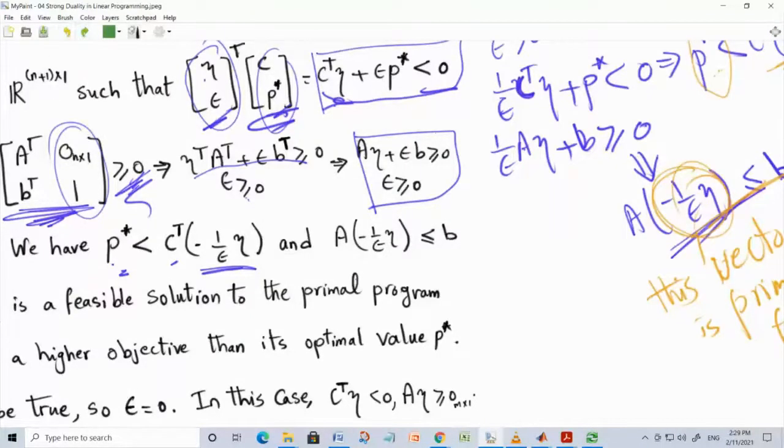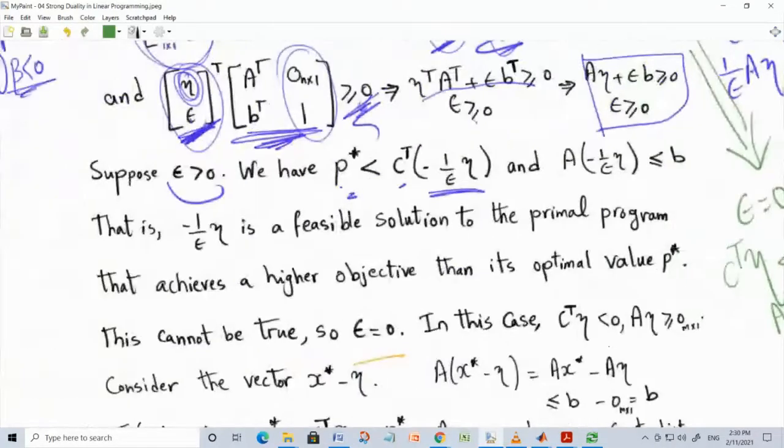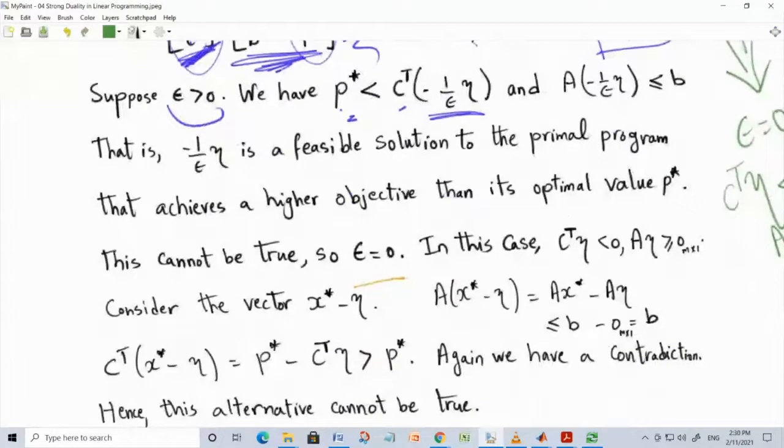Epsilon equals 0 means that C transpose eta is strictly negative, and that A eta is greater than or equal to 0. Okay, so let's investigate this. We have these two conditions. Now consider the vector x star minus eta. What is x star? It's the solution to the primal program. Again, we are assuming that somehow we were able to solve our primal program.